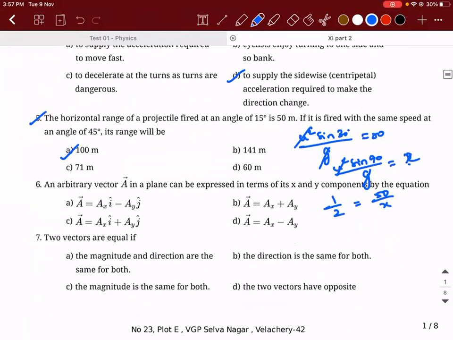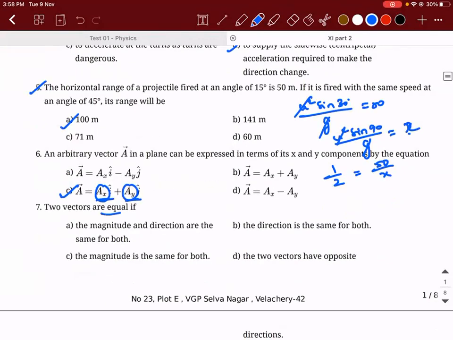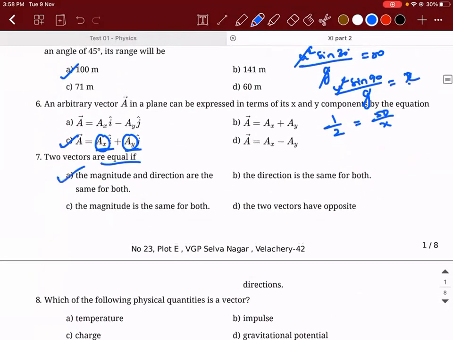So there is an arbitrary vector A in a plane that can be expressed in terms of x and y components as A vector is equal to C. It is C. Ax I cap plus Ay j cap, where Ax and Ay are called as the rectangular components or the coefficients of I cap and j cap. So two vectors are equal if the magnitude and direction are the same for both. The direction is same for both, magnitude is same for the two vectors. So the answer is the magnitude and direction are same for both.